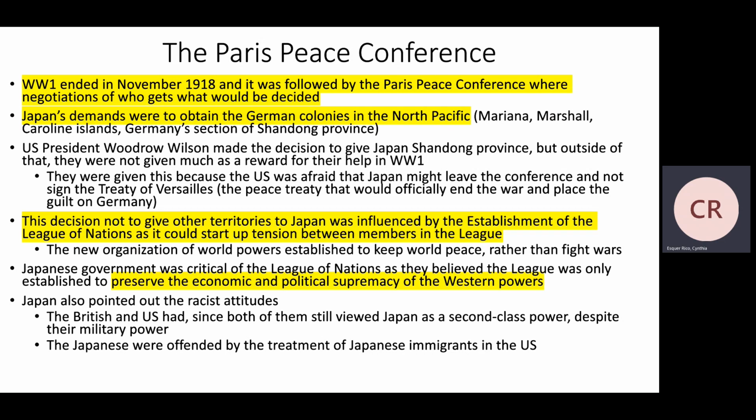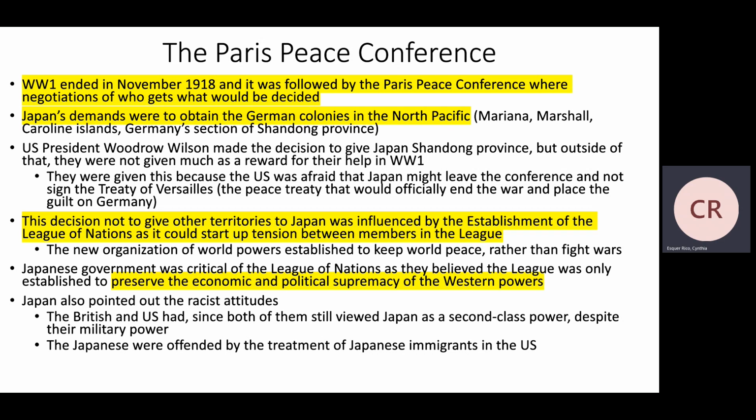So World War I ends in November 1918, and it was followed by the Paris Peace Conference, where negotiations were being held to decide who gets what, right? Naturally, Japan is saying, yeah, we helped out, so naturally we should get things as well. You see this as well with Italy, which we'll look at later on, right? Because this whole move to global war includes Japan, Italy, and Germany.